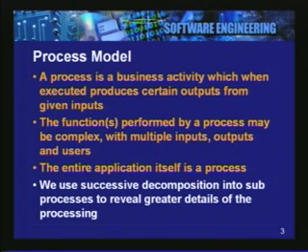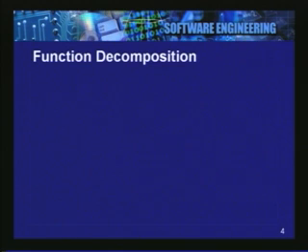So, if we say that there is a process called reserving a ticket, then what are the sub processes in that? For example, checking availability on a particular date of travel is a sub process. So, we identify sub processes given in a process. This is called the function decomposition.